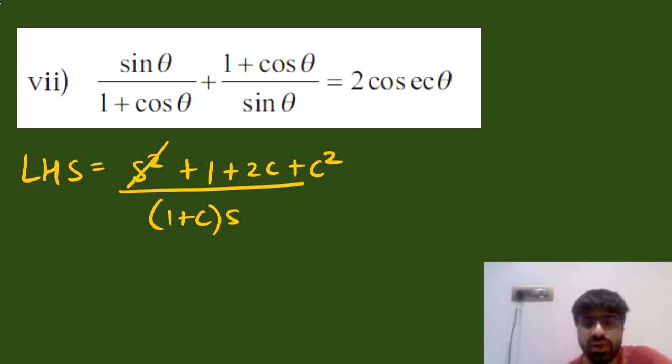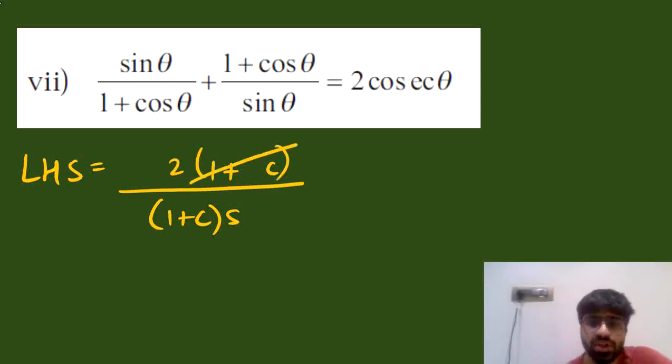But sin square theta plus cos square theta would be 1. So we write sin square theta plus cos square theta as 1. But 1 plus 1 will again be 2. You can pull out that 2 common from here. So you are left with 2 into (1 plus cos theta).